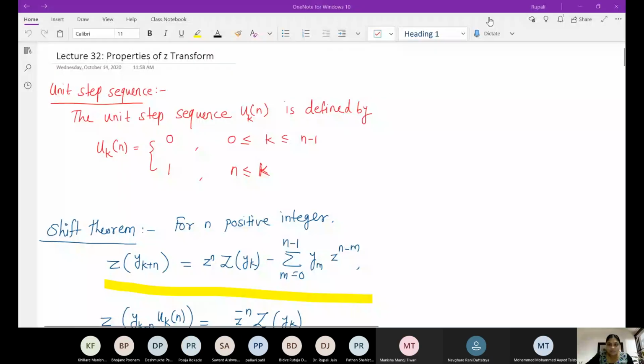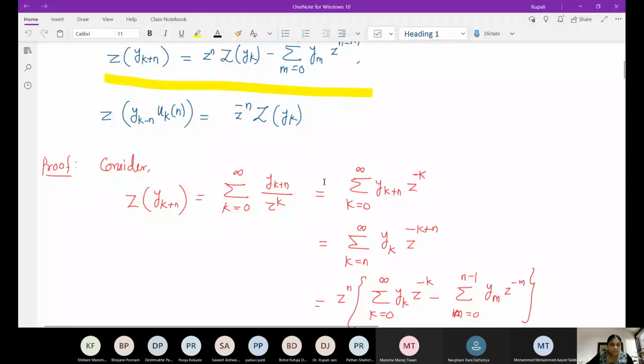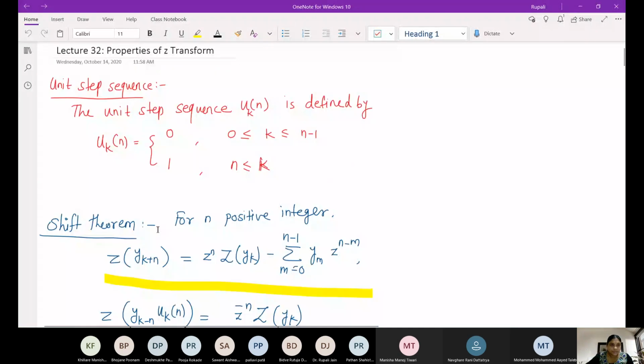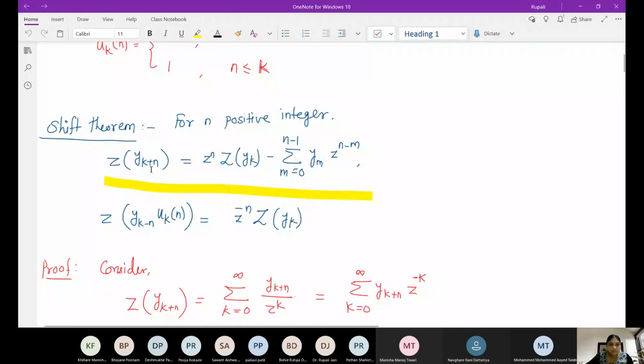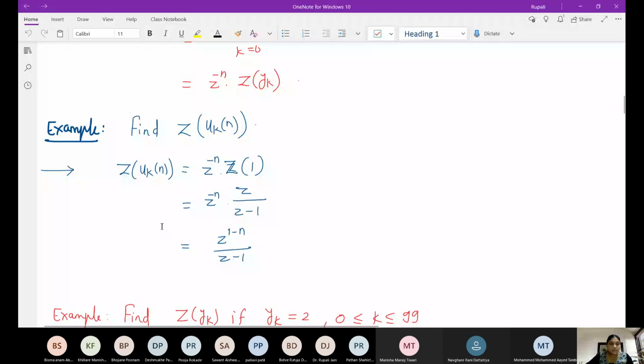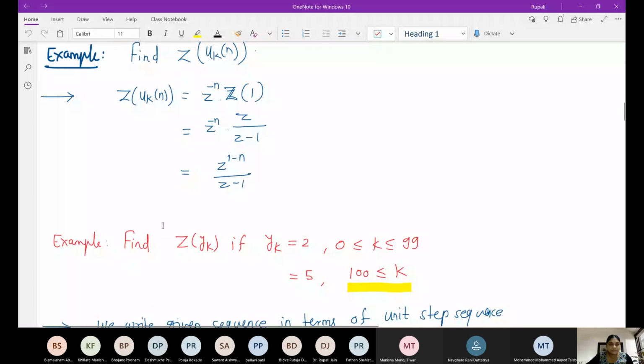What about yesterday's homework? Yesterday we have seen unit step sequence. Then we have seen shift theorem. What shift theorem says is that the z transform of y(k+n) is z^n Z{y(k)} minus the summation m equal to 0 to n minus 1 of y(m) z^(n-m). Okay, and then we have seen some examples.